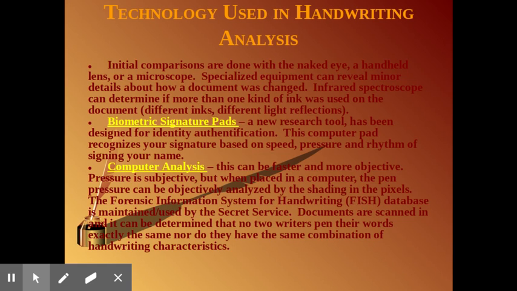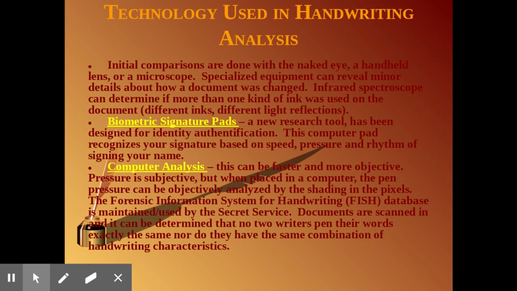Technology used. So initial comparisons are done with the naked eye and handheld lenses and microscopes. Specialized equipment might reveal minor details. Infrared spectroscope can determine if more than one kind of ink has been used.